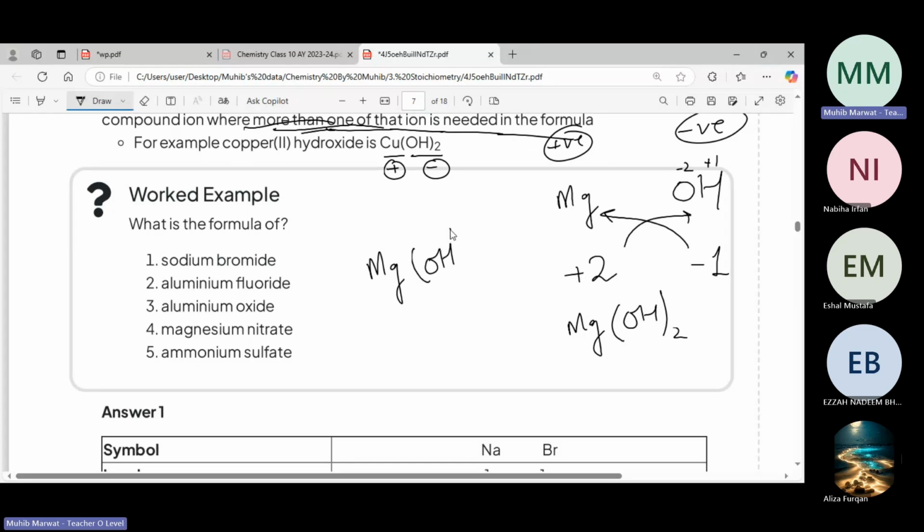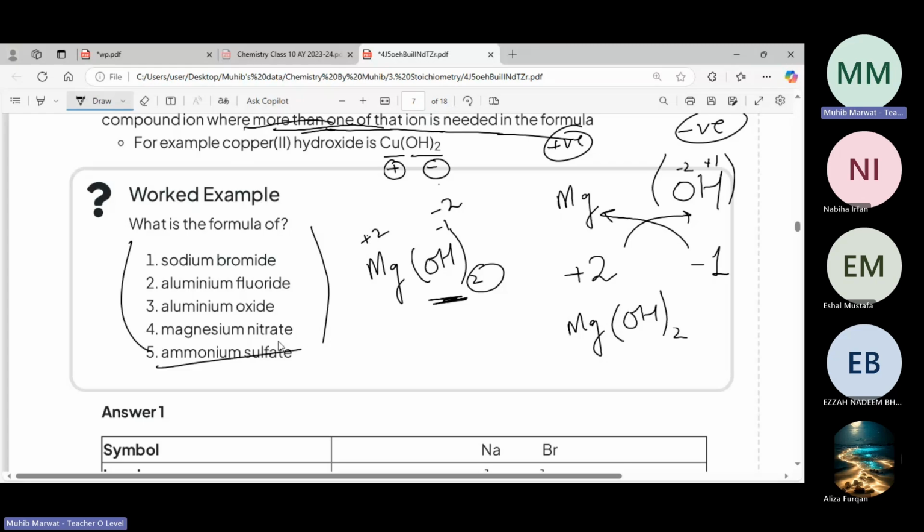Now another example, another way of doing that. For example, magnesium hydroxide. The charge on OH is -1, we know that. There are 2 hydroxide ions, so the total charge will be -2. Magnesium is +2, so -2 and +2 cancel out each other. That's why we will always be writing OH in brackets twice. Is it clear? Yes.